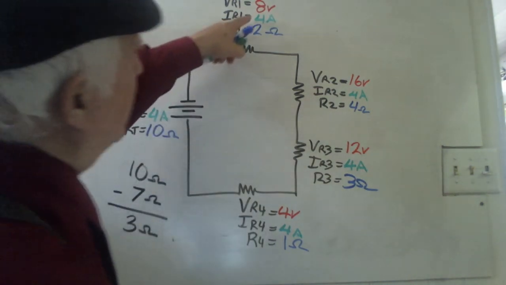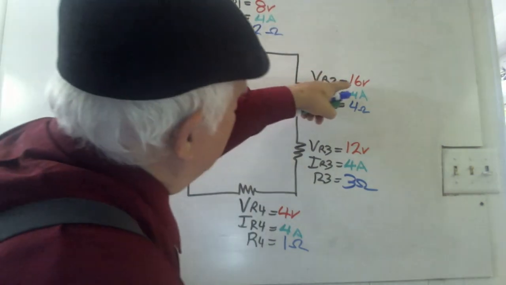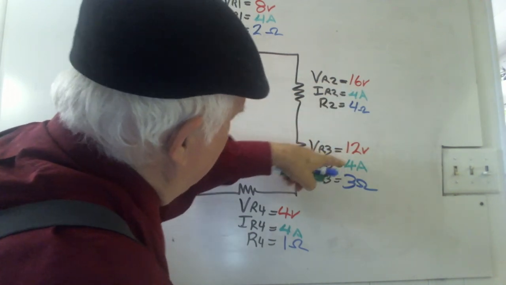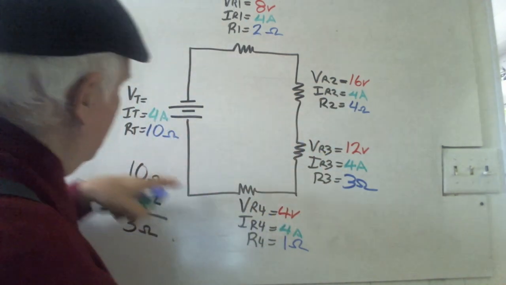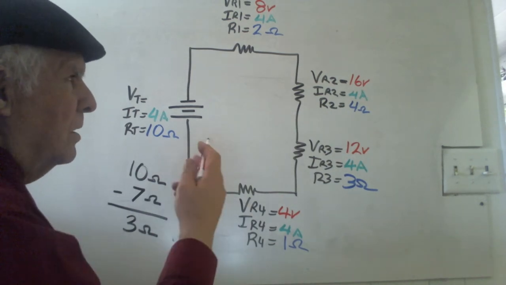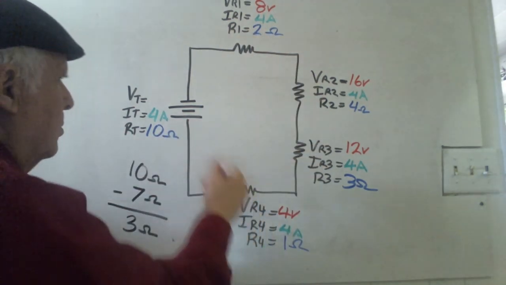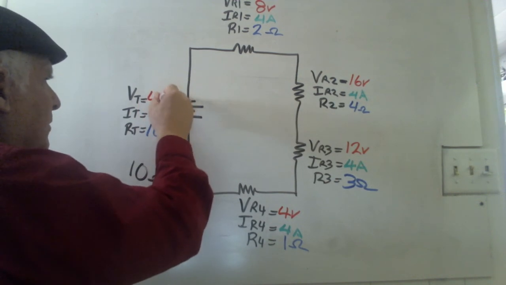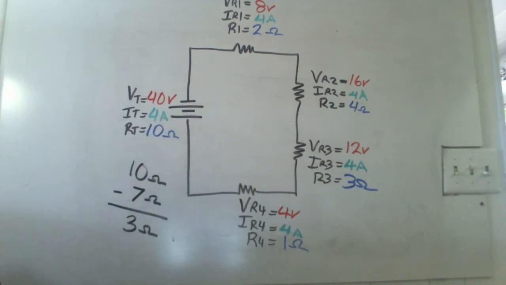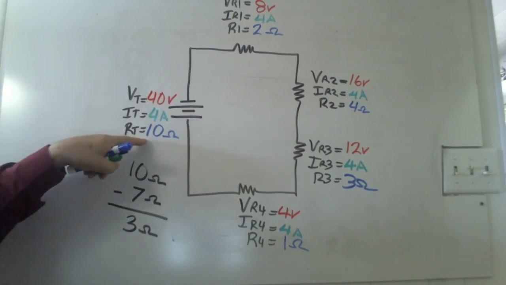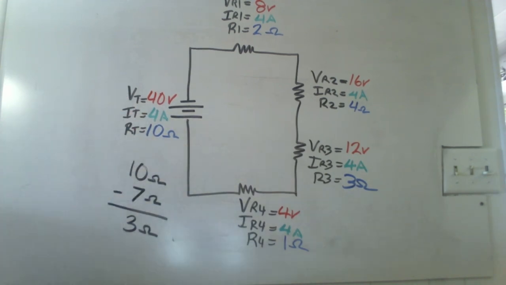Now, 8 and 16 is 24. And 12 is 36. And 4 is 40. So I could use our series rules to add up the voltages around the loop and get 40 volts here. Or I can simply say that voltage is equal to current times resistance, 4 amps times 10 ohms.